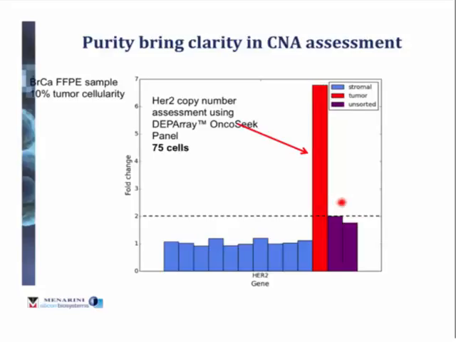And interestingly, due to the dilution of normal cells in the unsorted population, these 2 replicates don't make it above the threshold of 2-fold change. So 2-fold from 2 would be 4 copies, which is the threshold to call a patient HER2 amplified, very importantly.